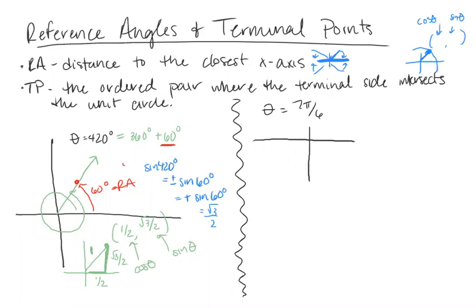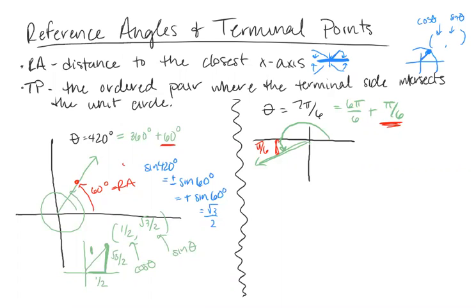Okay, so let's move over to the other one now. We're looking at 7 pi over 6. So that would be 6 pi over 6 plus some. So we would be in quadrant 3. This is 6 pi over 6 plus pi over 6. And again, this is your reference angle. It is the distance to the closest x-axis. This distance right here is pi over 6, or 30 degrees.